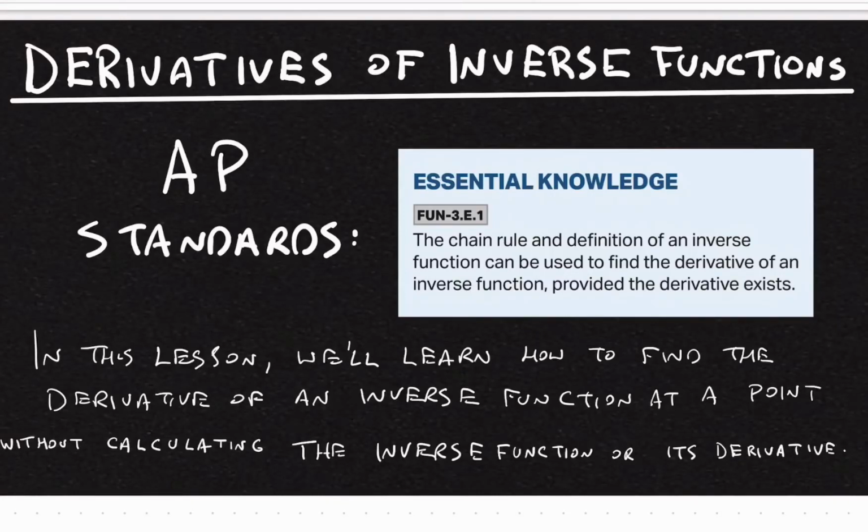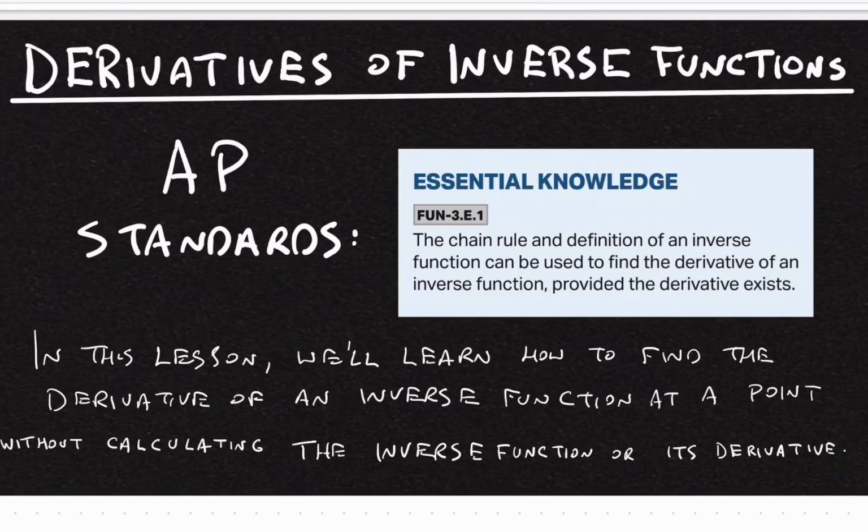The lesson for today is derivatives of inverse functions. The AP standard for this says the chain rule and definition of an inverse function can be used to find the derivative of its inverse function provided the derivative exists. So the way that we're going to do this today is a bit of a hack.